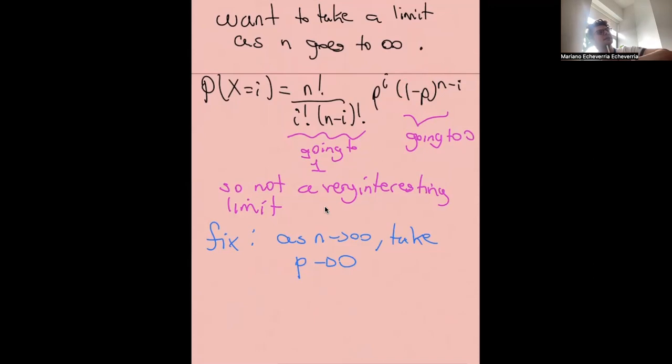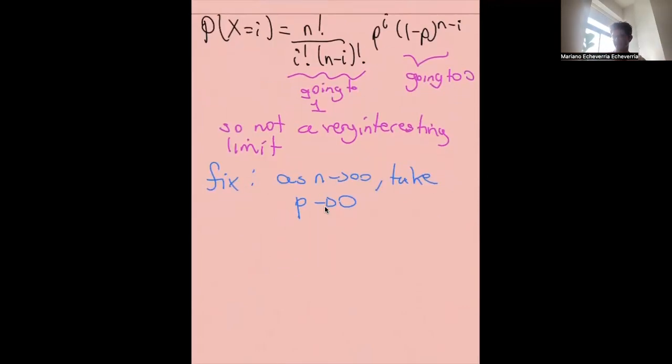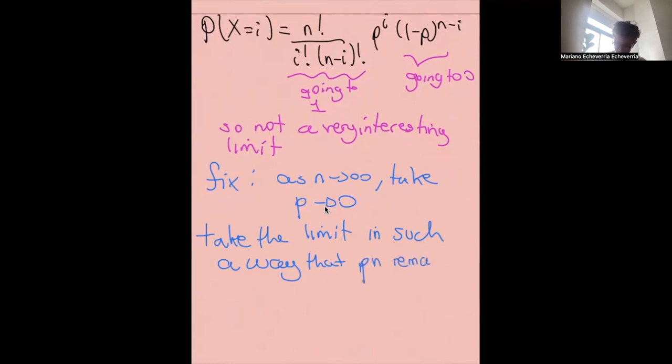The way to take the limit in a smart way is this: the problem is that you have two variables, p and n. So what you do is take the limit in such a way that the ratio between them remains fixed. You take the limit in such a way that p times n remains a constant.